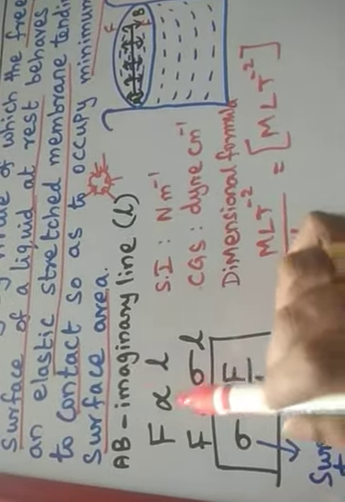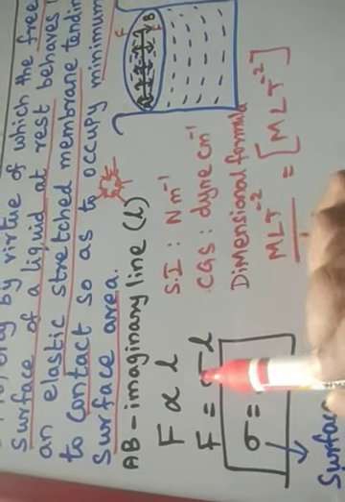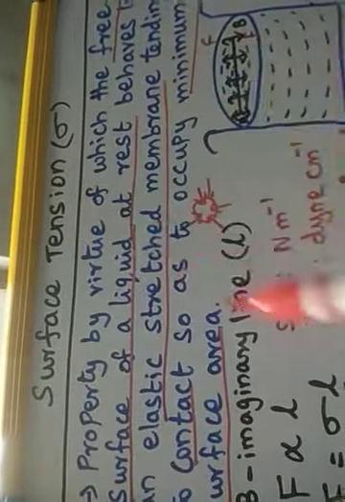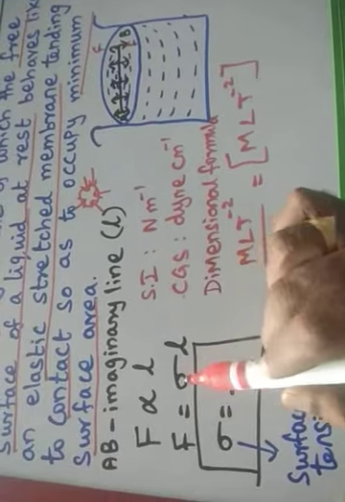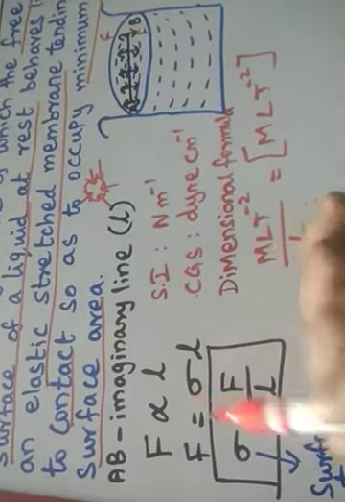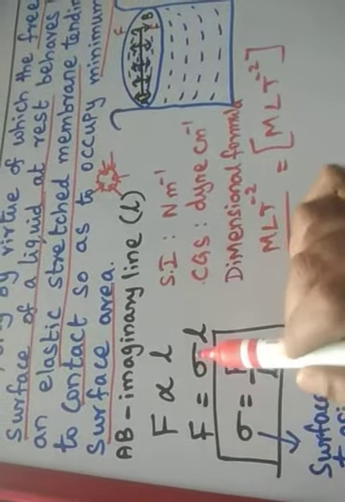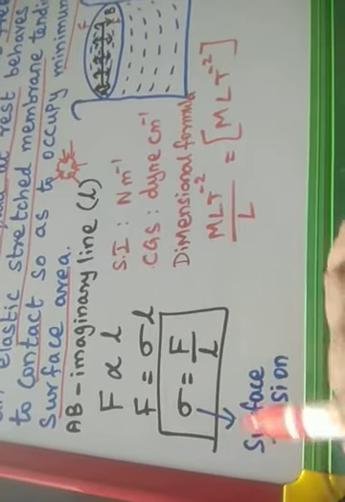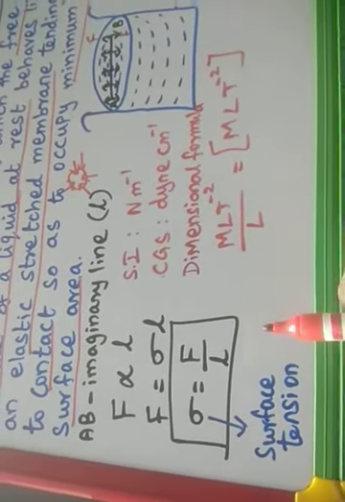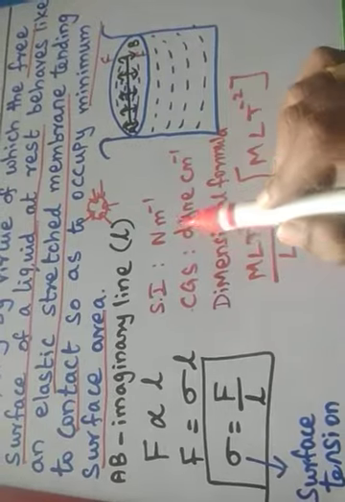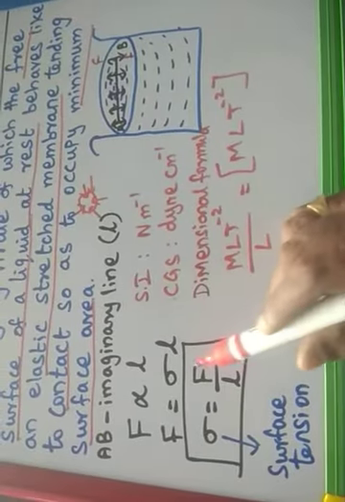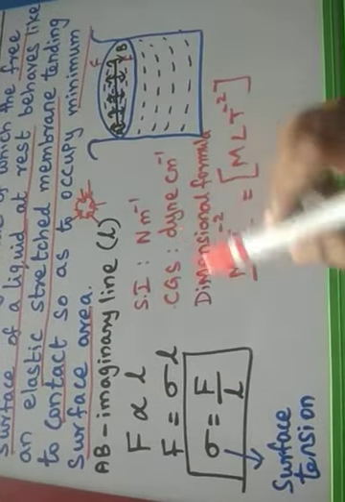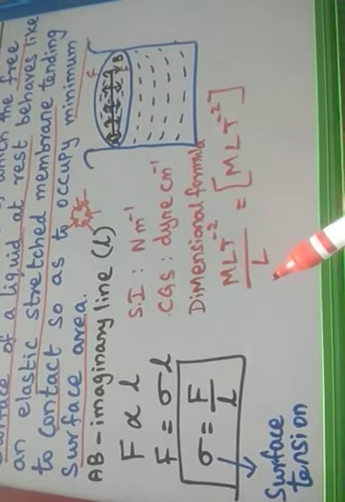This proportionality is removed by a constant. That constant is called surface tension. We denote it by sigma. So F is equal to sigma L, where sigma is the surface tension. The SI unit of surface tension is Newton per meter, since force is Newton and length is meter. For CGS, it is dyne per centimeter.